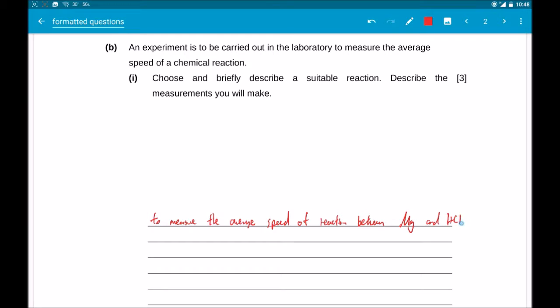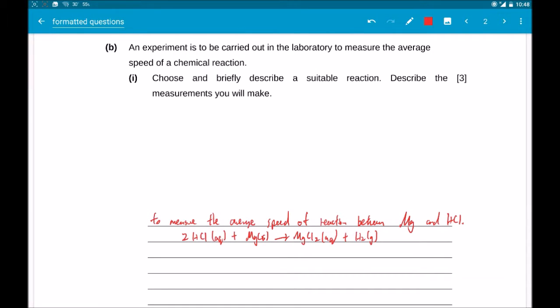So in this case, we can first start off by putting the equation. HCl plus magnesium will give us magnesium chloride and hydrogen gas, and we will have to balance this equation and state our state symbols. So from the equation, we know that hydrogen gas is actually produced, and we can measure the amount of hydrogen gas being produced in a given time.